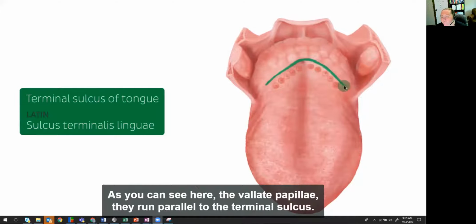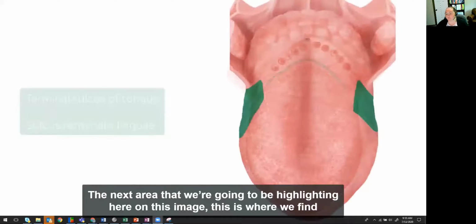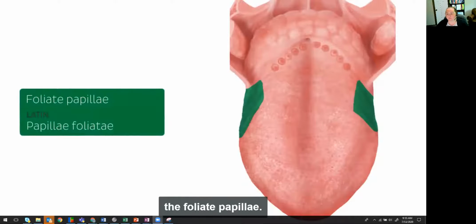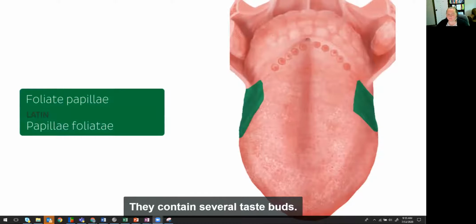Now, as you can see here, the vallate papillae run parallel to the terminal sulcus. So these dots that you see here represented on this illustration. The next area that we're going to be highlighting here on this image, this is where we find the foliate papillae. They are located on the posterolateral end of the body of the tongue. They contain several taste buds.